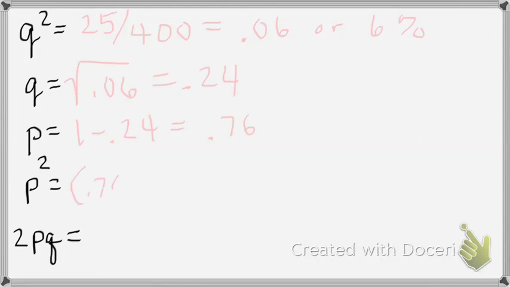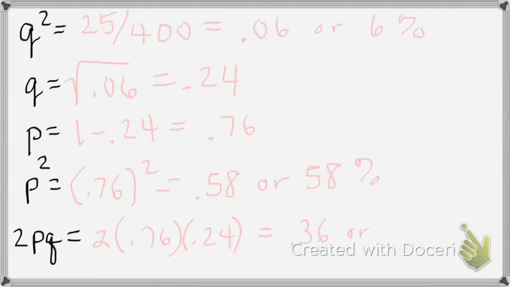Okay, I'll need the help of calculator people. I need 0.76 squared. 0.58, or 58%, or homozygous dominant. And then I need, let's see, 2 times 0.76 times 0.24. That looks good. Should add up correctly also.